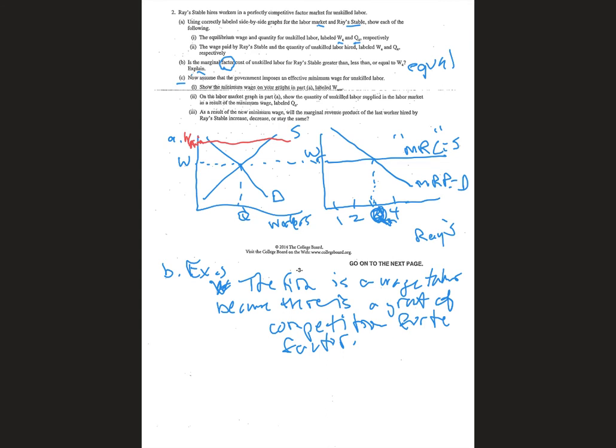For part C2I, on the labor market graph in part A, show the quantity of unskilled labor supplied. Now they're asking for labor supplied. Yesterday, Mustafa asked me a question about what quantity would be produced in the market. The quantity produced would be where the quantity demanded is. This is the quantity that's effectively produced. Remember, minimum wage is a price floor. It's a price control above equilibrium. It leads to deadweight loss.